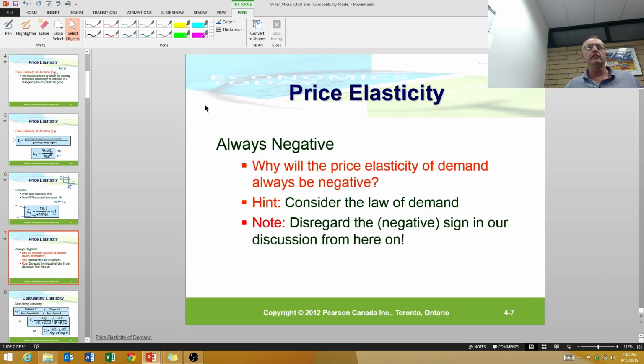By convention in economics, we quote price elasticities of demand and price elasticities of supply on an absolute value basis. So in our example in that last little diagram, we had price elasticity of demand for oil. So price went up 10%.